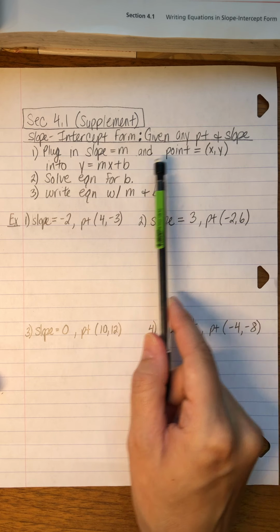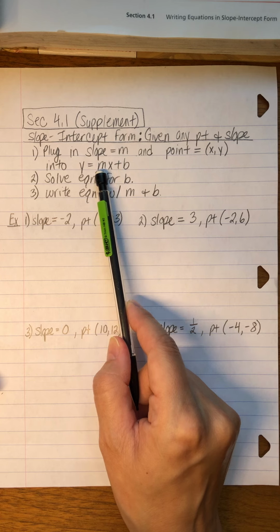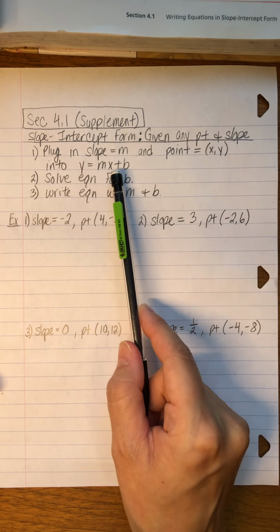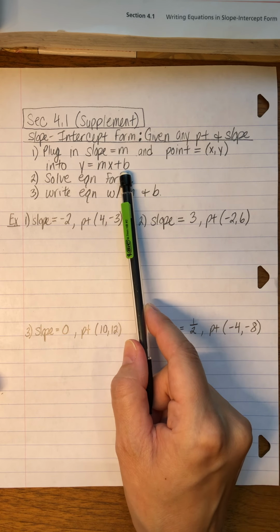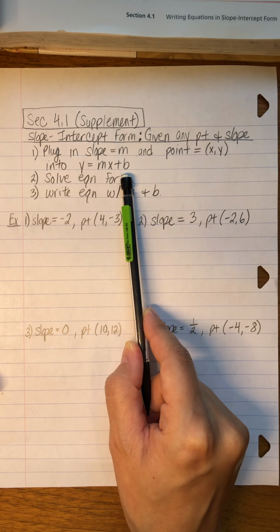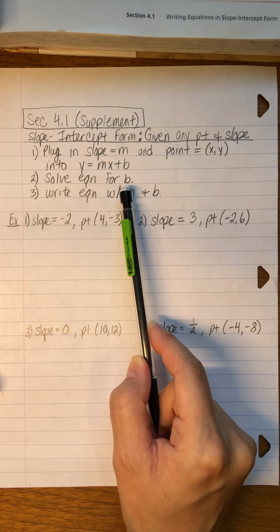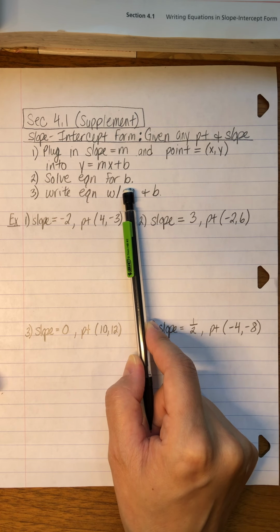So if you think about it, the y comes from the point, the m comes from the slope, the x comes from the point. The only thing we don't know is b. We don't know the y-intercept if they don't give us the point that's the y-intercept. So we have to find the y-intercept in order to write our equation. So then we're going to solve that equation for b. Once we have our b, now we're ready to write our equation.